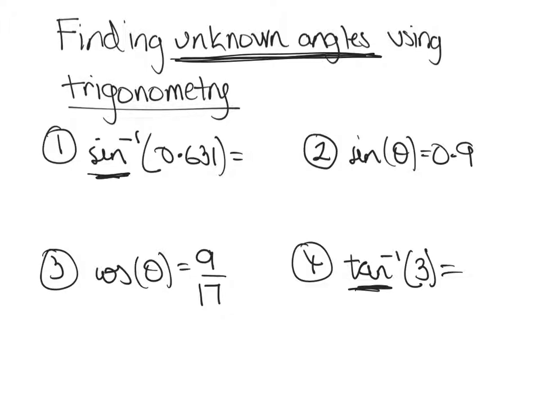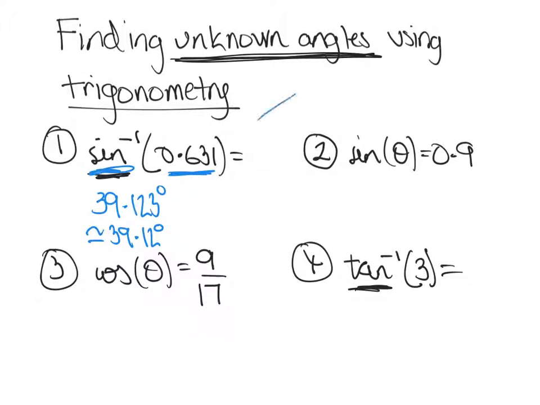Now these will enable you, if you have the correct side lengths, to work out the unknown angle based upon the side lengths you have. Now in this case, if we have sine to the minus 1, what you should do is on your calculator press the shift button or the second button and then the sine button, and then put in this decimal point. Now after you've done that, what you should find is that it gives you 39.123. Now if you round that to two decimal places, you should get 39.12.